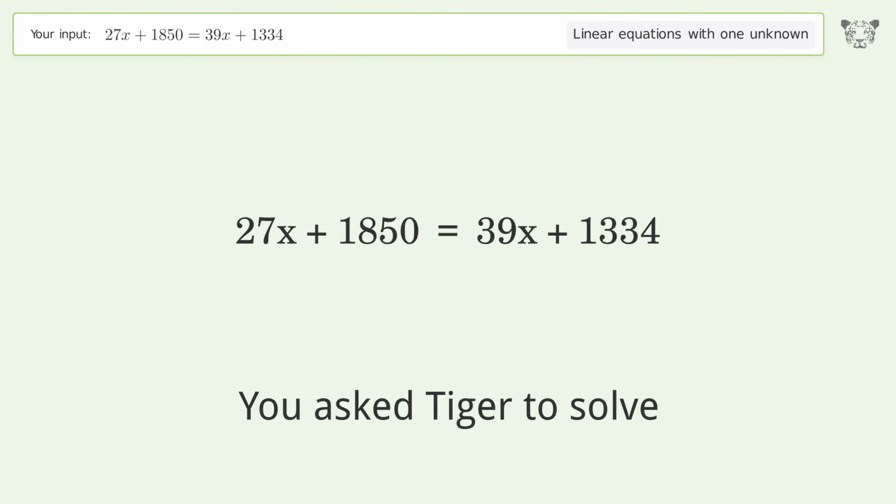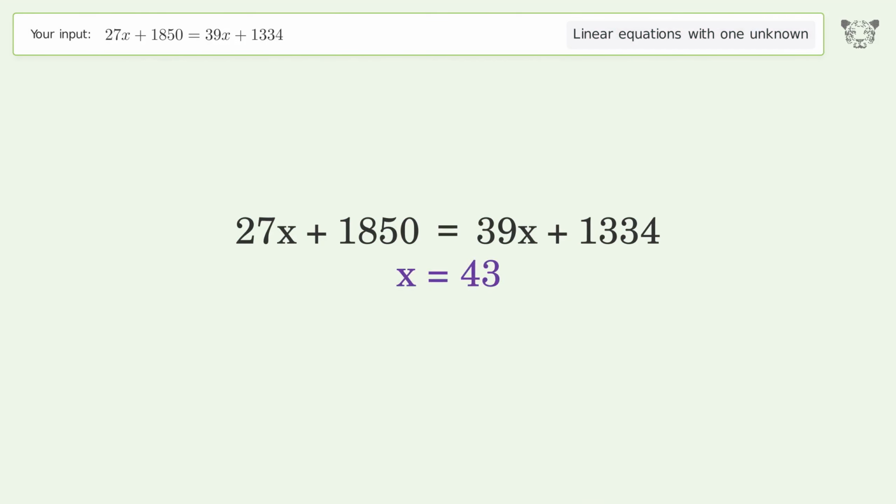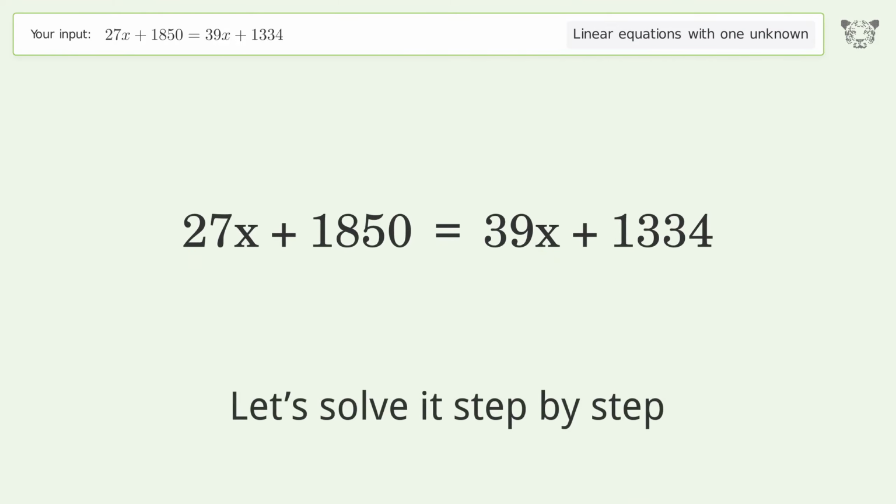You ask Tiger to solve. This deals with linear equations with one unknown. The final result is x equals 43. Let's solve it step by step.